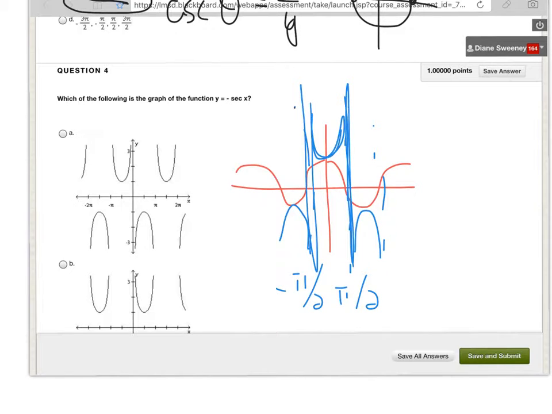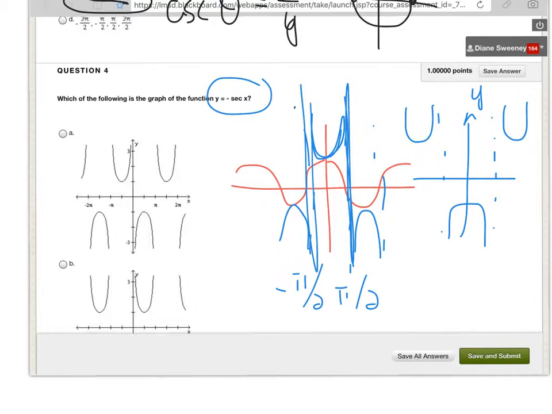Now the only problem is that this is negative secant, which I know is going to be a reflection over the x-axis. So I can already imagine that the graph we're looking at is going to have one of these arches on either side of the y-axis on the bottom. So I already know that we're going to have a graph that looks like this. And again, the important thing to remember is our asymptotes are going to be at pi over 2 and negative pi over 2. And it's going to be an even function.